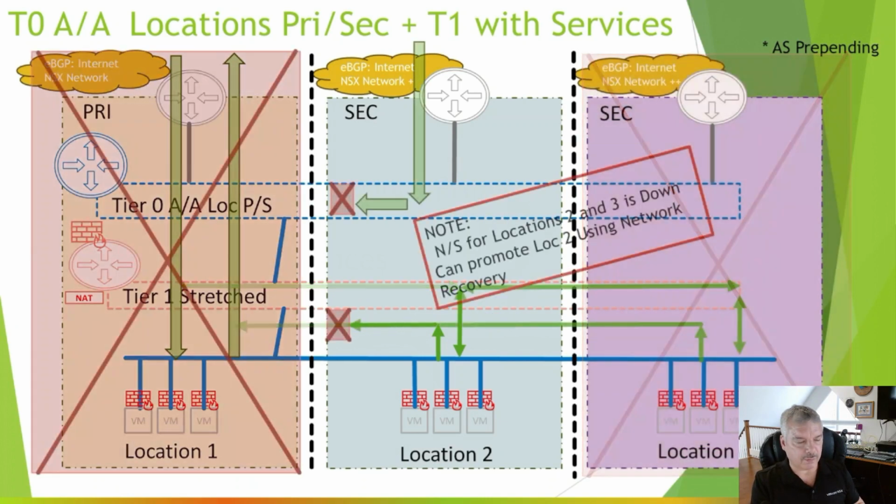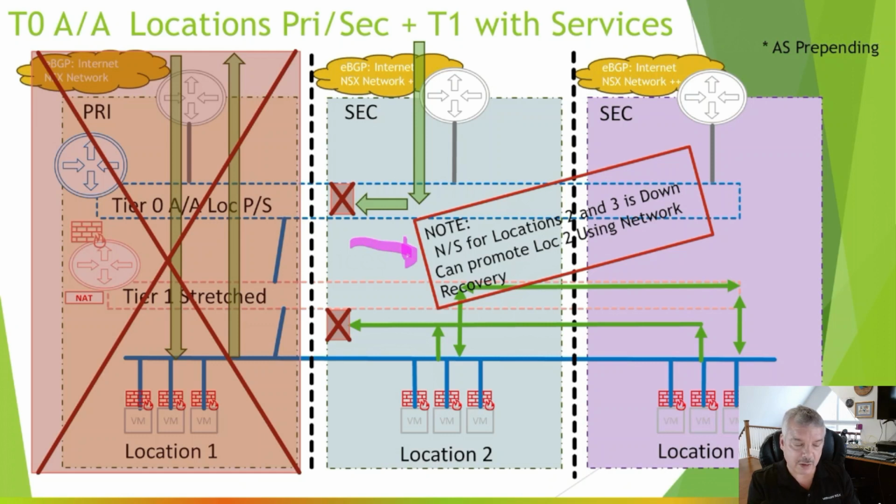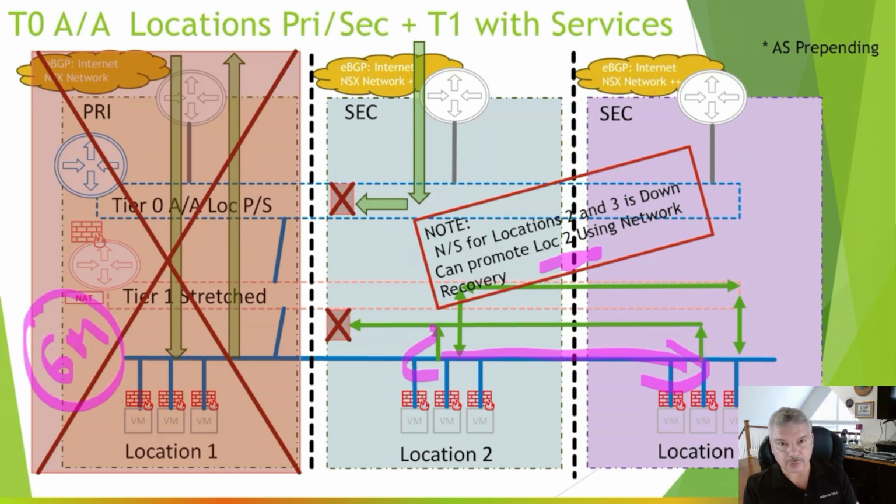But what happens if we lose our primary location here? It says, note, north-south for locations 2 and 3 is down. You now need to promote location 1 or location 2 using network recovery. Sorry, you can promote this. Okay, so why am I calling out location 2? So basically what's happening here is, first of all, east-west in location 2 and 3 are still functioning. Location 1 is totally gone. It's toast. Again, if you had your global manager active cluster run on location 1, your standby, let's say it was on location 2, you'd need to promote that.